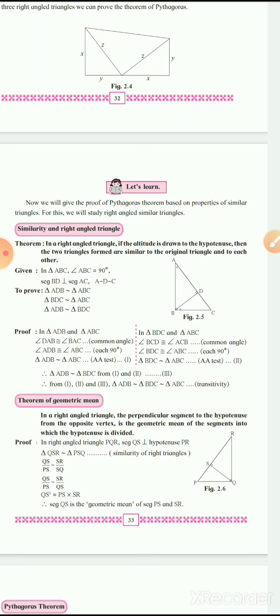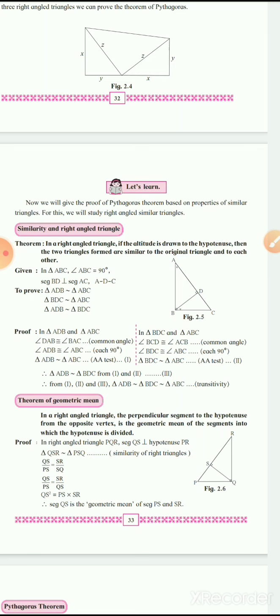So let us see the given. In triangle ABC, angle ABC is equal to 90 degree, segment BD is perpendicular to segment AC, and the betweenness is A-D-C, meaning point D is between points A and C. To prove: triangle ADB is similar to triangle ABC, then the second triangle, triangle BDC, is similar to triangle ABC, and these two triangles are similar to each other, meaning triangle ADB is similar to triangle BDC also.